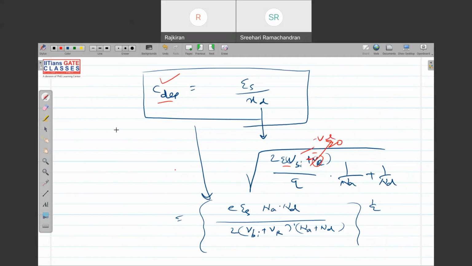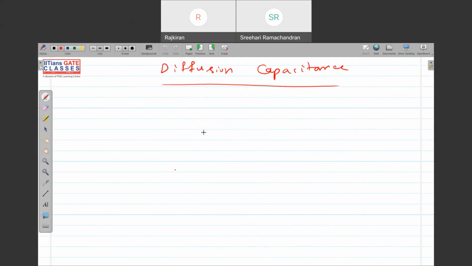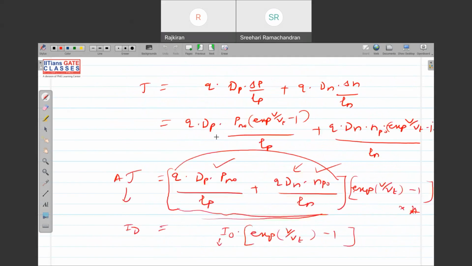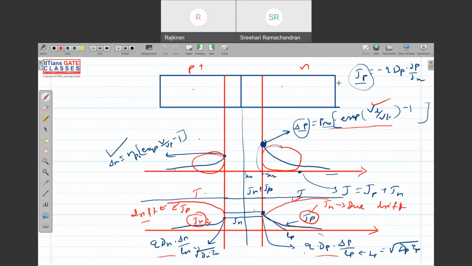Similarly, here the diffusion capacitance is, as I mentioned, if I increase the voltage, the injection will be more, the holes will be more. So there is a change in charge carriers by a change in external potential, and that is giving me a capacitance called diffusion capacitance.